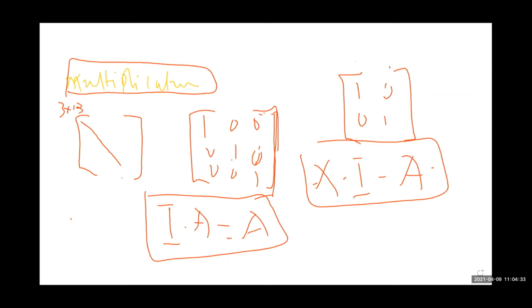Please note that if this condition holds, we do the operation and we get an identity matrix, then B is the inverse of what? A. I will be taking an example to solve it, but note this caveat here.